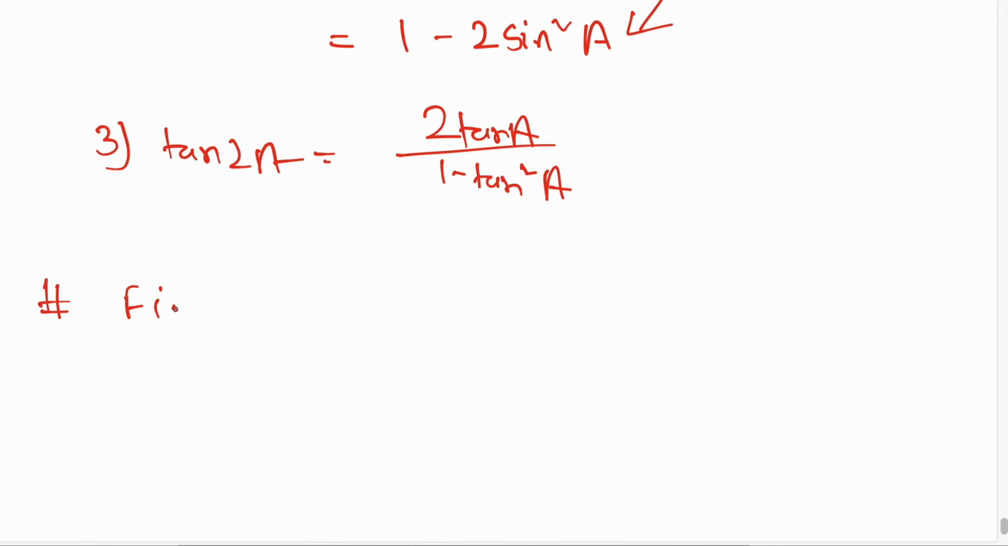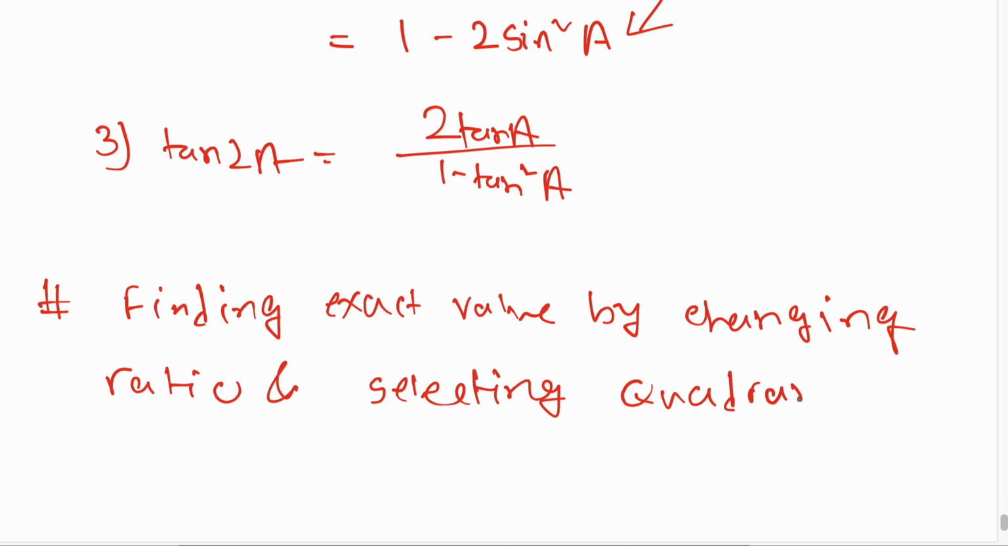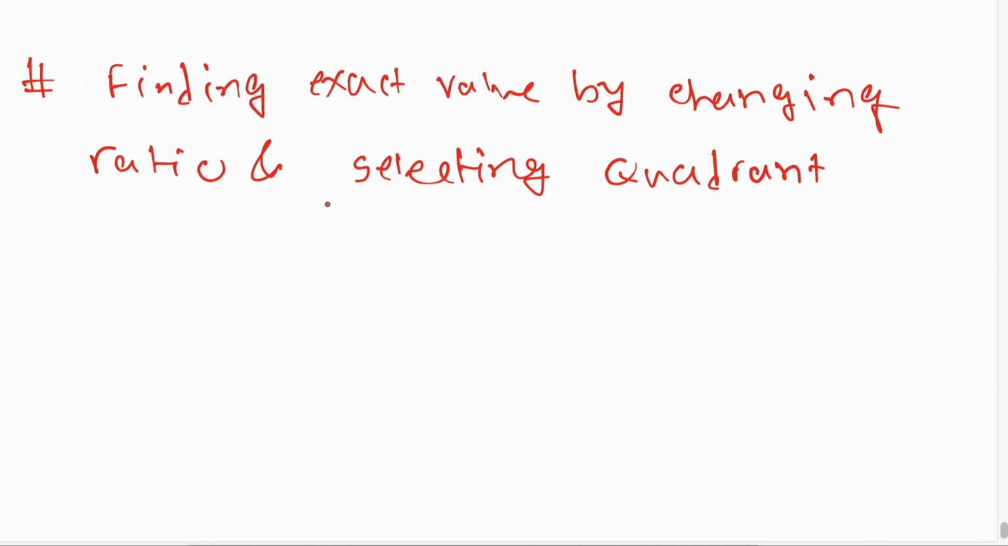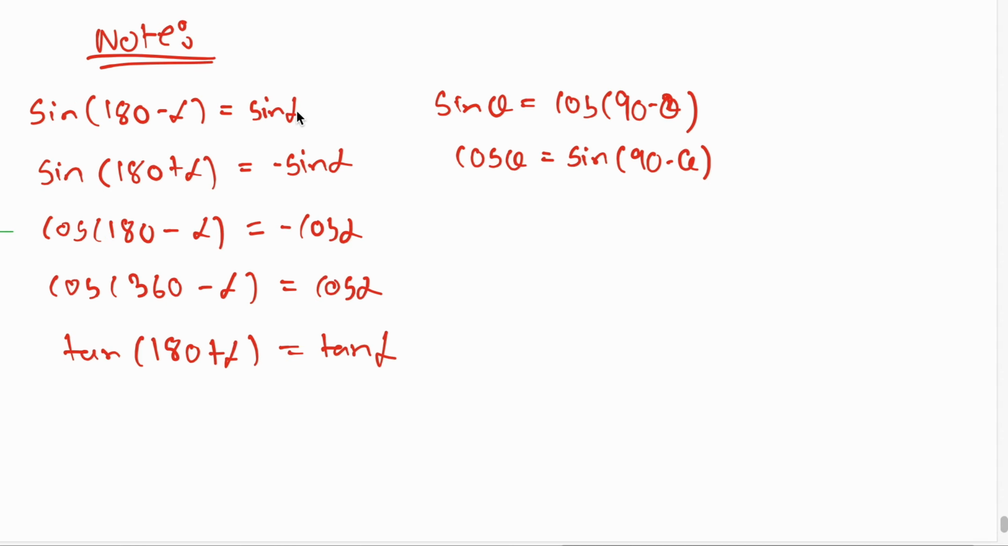Okay, then finding exact value by changing ratio and selecting quadrant. Okay, for this, first of all, you have to note this: sine 180 minus theta, that means sine theta, sine 180 plus theta, that means minus sine theta.